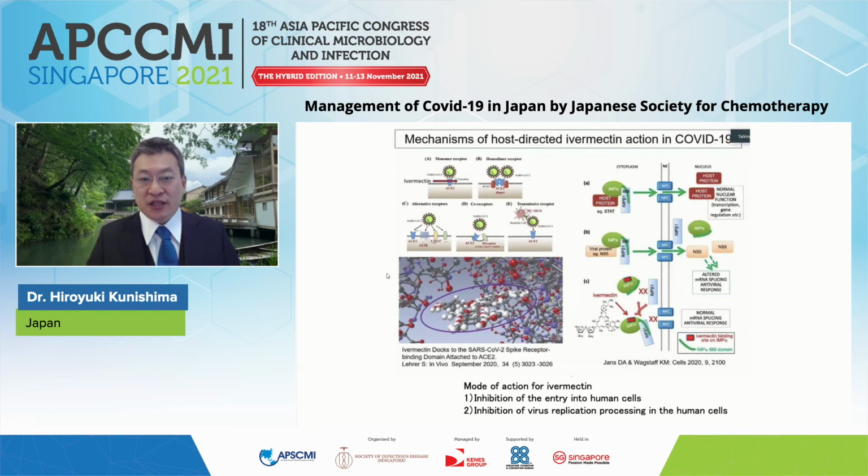Ivermectin is a drug discovered by Professor Omura, a Nobel Prize winner. Originally, it is an anti-parasitic drug for scabies and onchocerciasis. Ivermectin has been reported to have antiviral activity against SARS coronavirus 2, and a clinical trial was started.